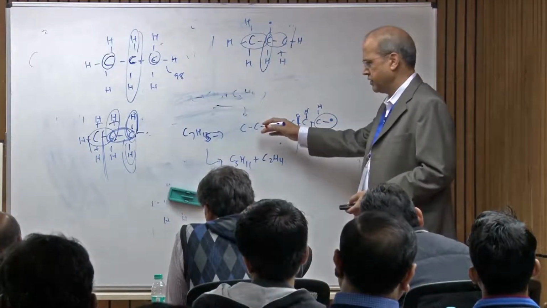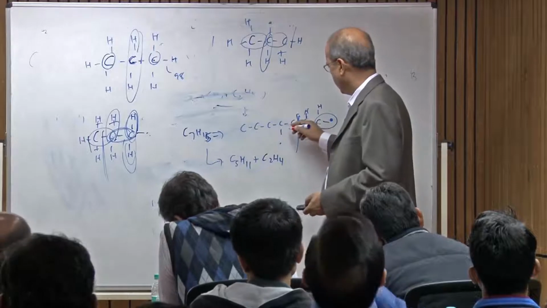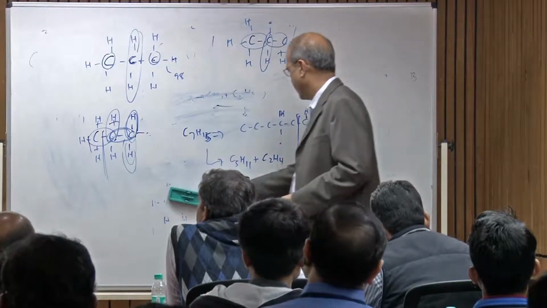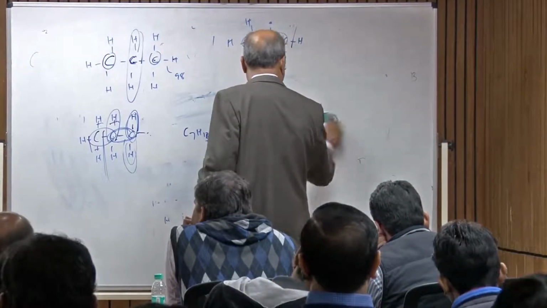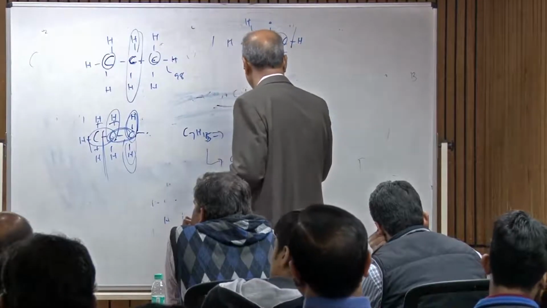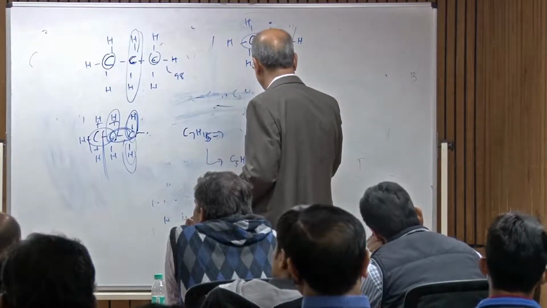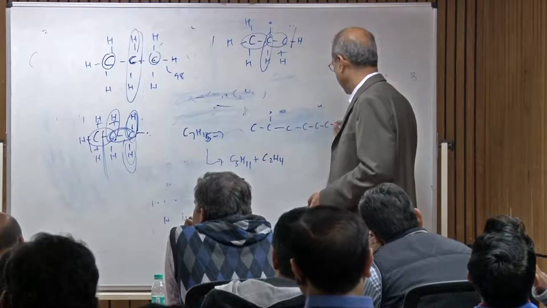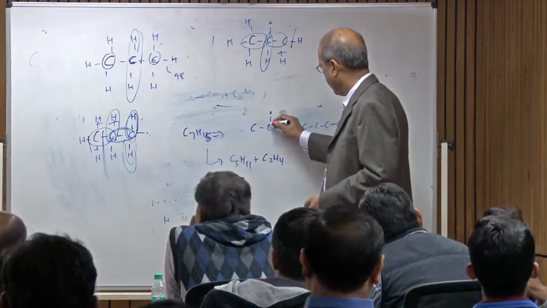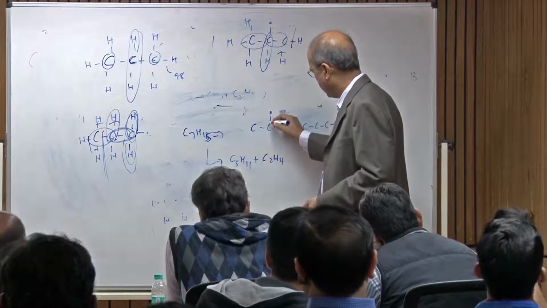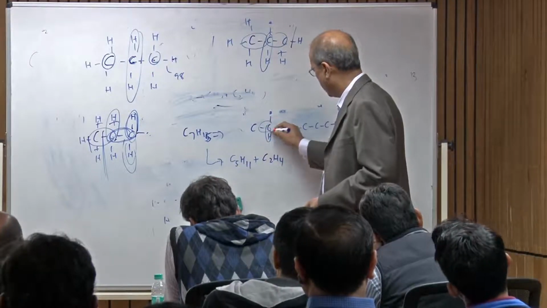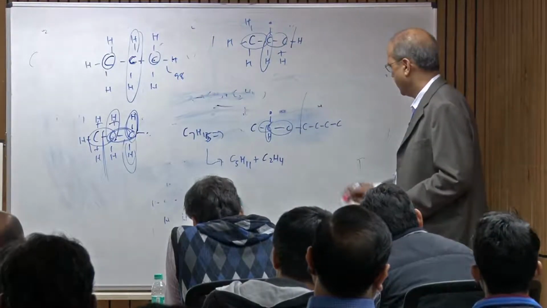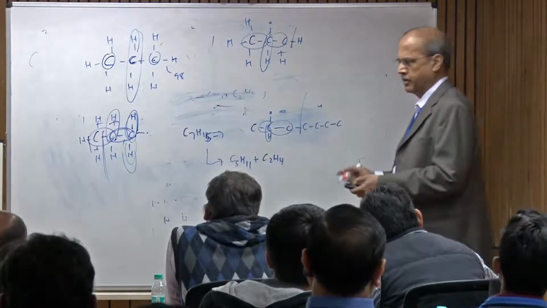And then there are several other possibilities, right? Because if H is removed from somewhere inside, I have to redraw this. Let's say this is the one. Okay. 3, 6, 7. So if this is the beta site, then this is strong, this is strong, this is strong. Okay. So maybe this will break. Okay. Then you can see what are the products formed.